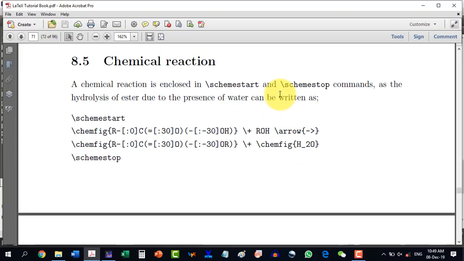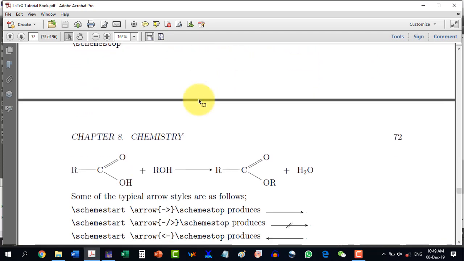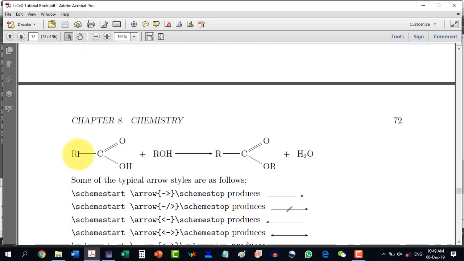In section 8.5, we will discuss how to write a chemical reaction. A chemical reaction is enclosed in scheme start and scheme stop. So the hydrolysis of an ester due to the presence of water can be written as follows. We would like to have a reaction equation like this: R with C, double bond with O, and then OH, added with ROH, and then the products we receive are like this and H2O.